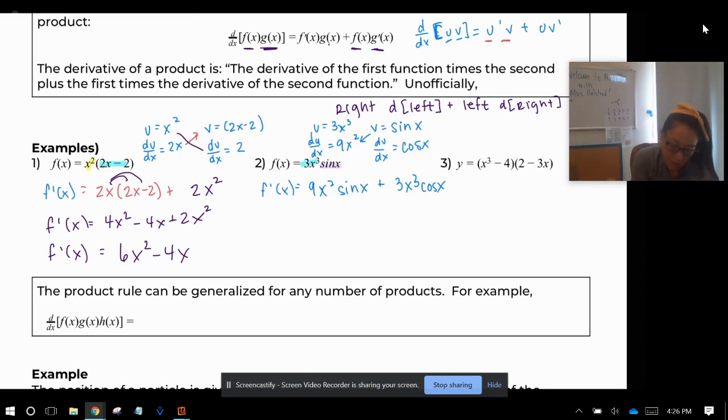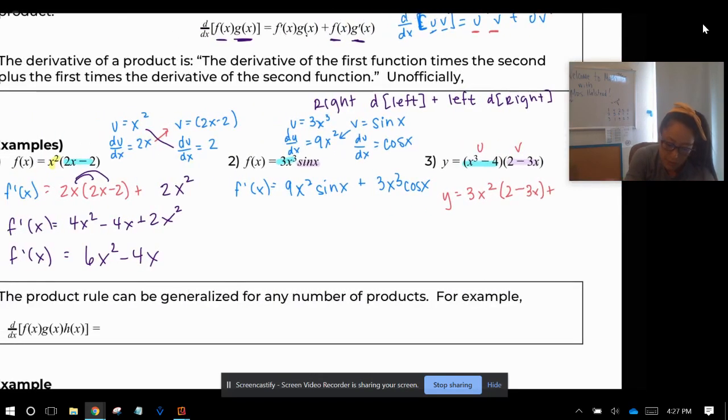Okay, number 3, definitely try this on your own first. The left is x cubed minus 4 times the right factor, 2 minus 3x. So I'm going to do this one in my head. You ready for it? This is u, this is v. All right, so I take the derivative of u, which is 3x squared, times v, which is 2 minus 3x. And then I'm going to add the derivative of v, which is negative 3, times plain u, x cubed minus 4. Okay?